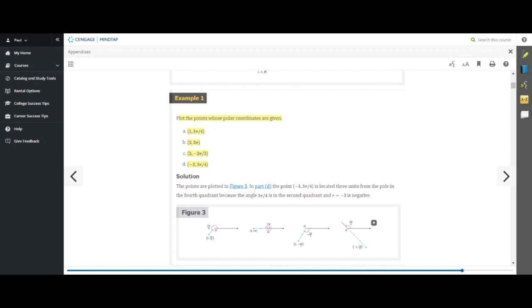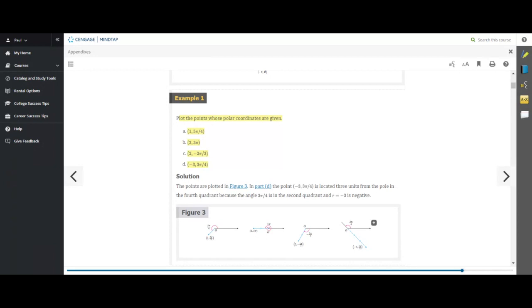In the fourth picture, from the positive x-axis, you go counterclockwise 135 degrees. But then you don't move forward 3 units, you move backwards 3 units. And so the polar coordinate negative 3, 3 pi over 4 is located in the fourth quadrant. So those are examples of how you would graph some polar coordinates.